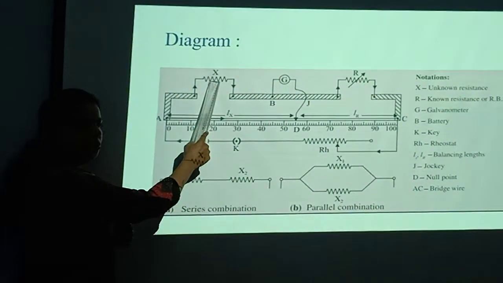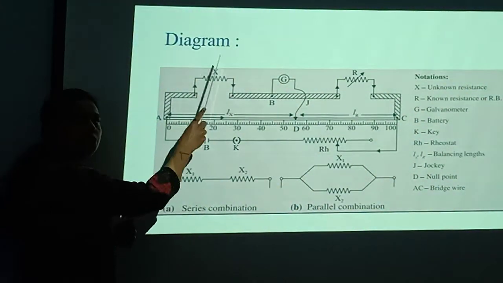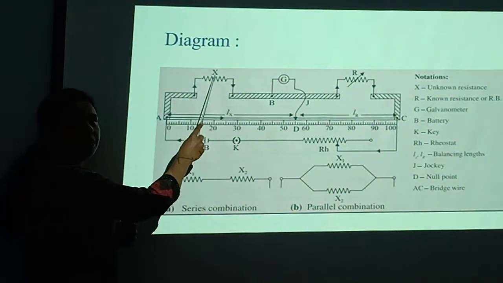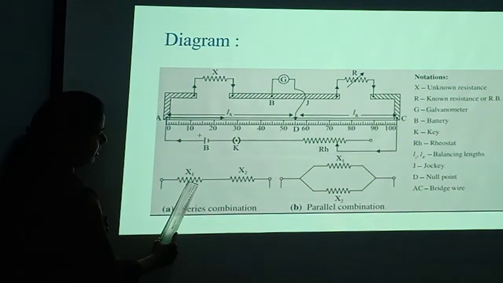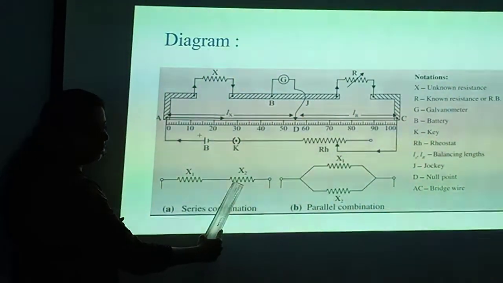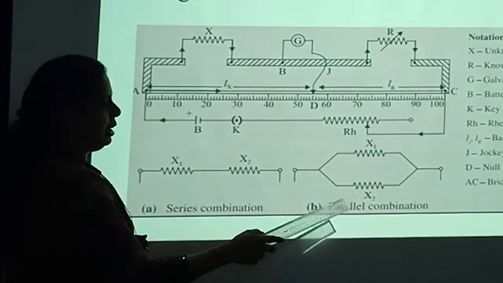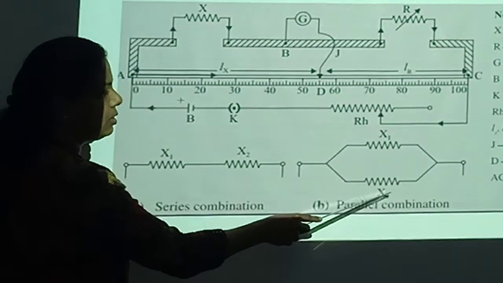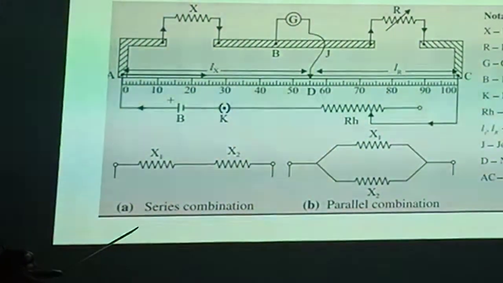So what we will do, we will first calculate x1. After that we will connect x2 here. After that we will connect these two, x1 and x2, in series like this: x1 plus x2. This is the series combination. And lastly we will connect x1 and x2 in parallel combination. So this will be the flow of our experiment.